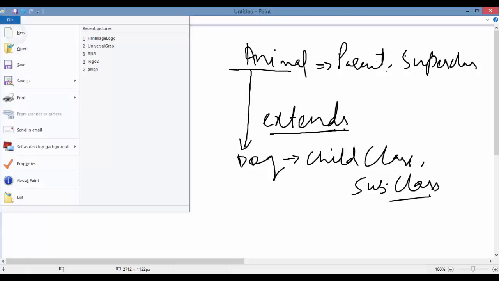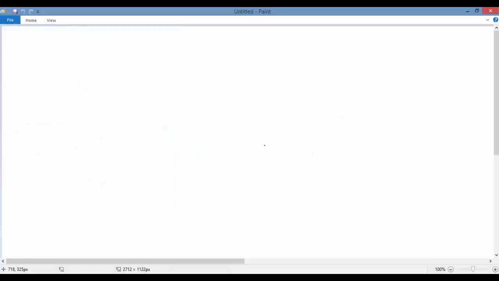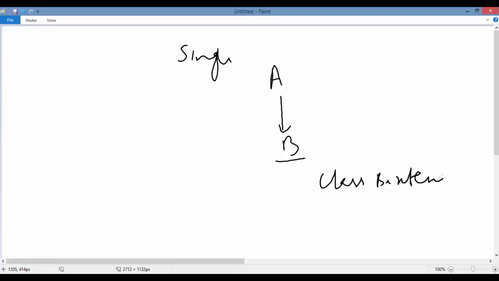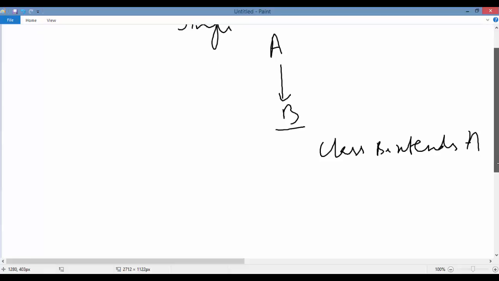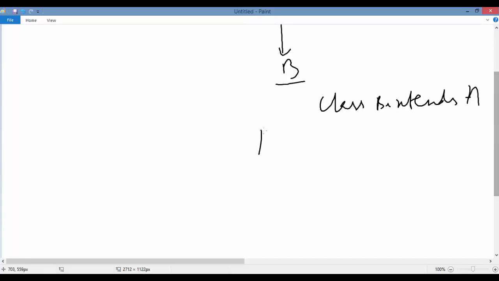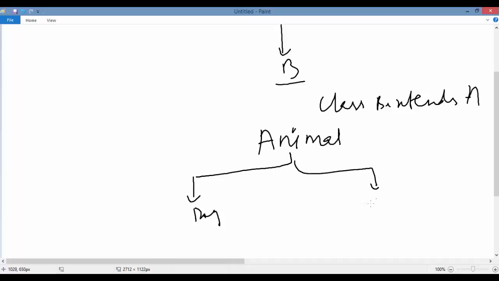Now, in Java, we have different kinds of inheritance. The first kind of inheritance is single inheritance, where you have a class A and there is a class B, and in this case, class B extends from class A. Another way we have is, similarly, an animal class, and in this animal class you have the dog class extends as well as the cat class extends. So there are two classes which extend from the animal class.